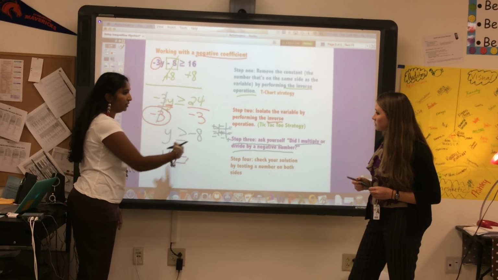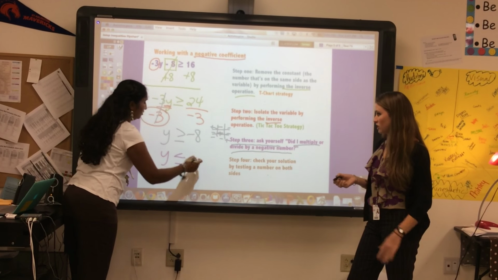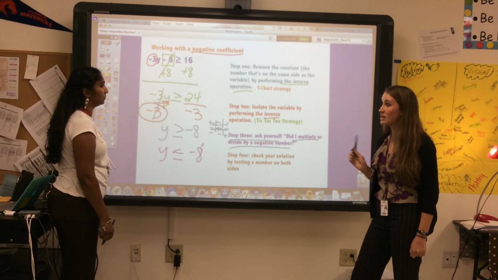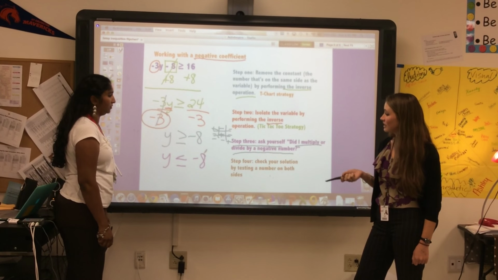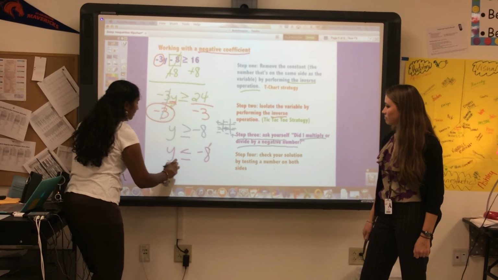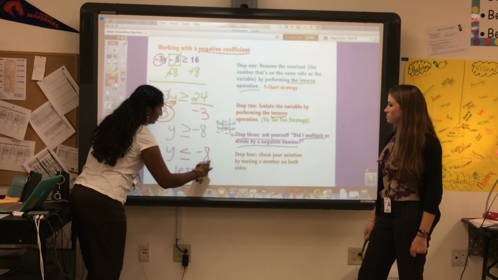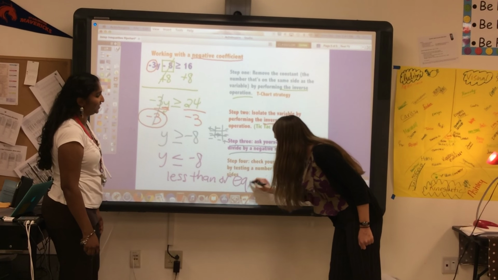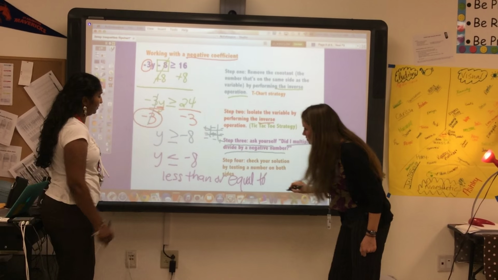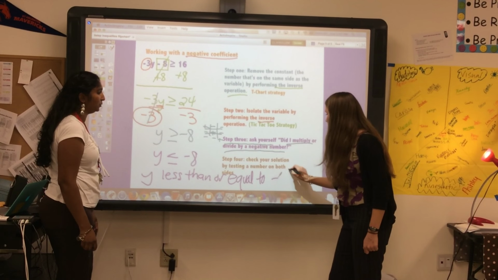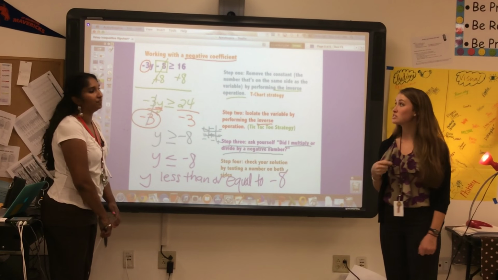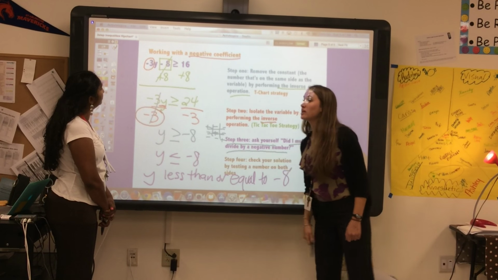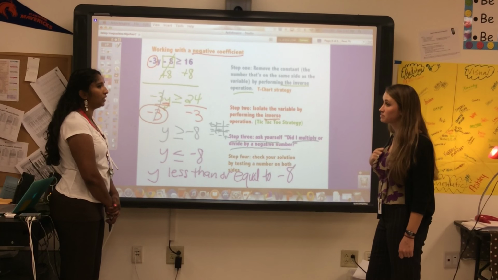And then what about this number? Does it change too? Oh, it keeps it right there. Okay. Awesome. So when I divide or multiply by a negative number, flip the sign. Okay. Now how does that read? Y is less than or equal to. Can you finish that for me on that side? Thank you. So y is less than or equal to -8. Now, you can still go back to the original problem and check it using any number that's less than or equal to -8. What would be less than -8?